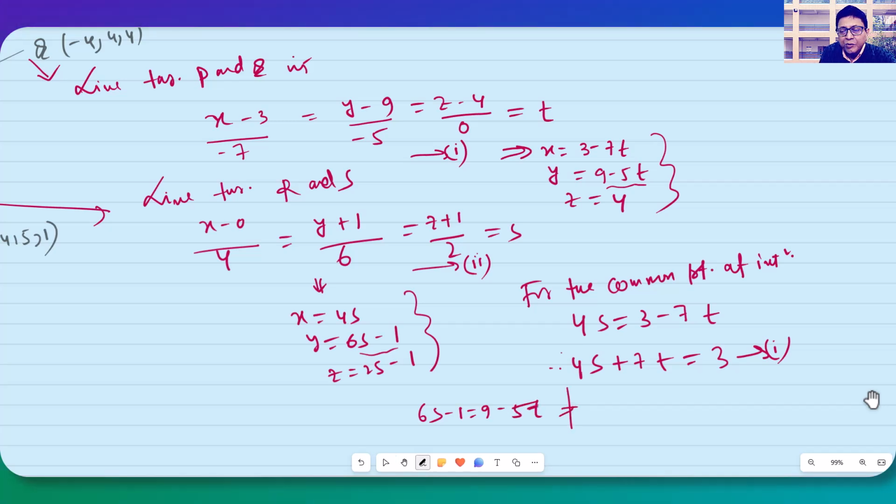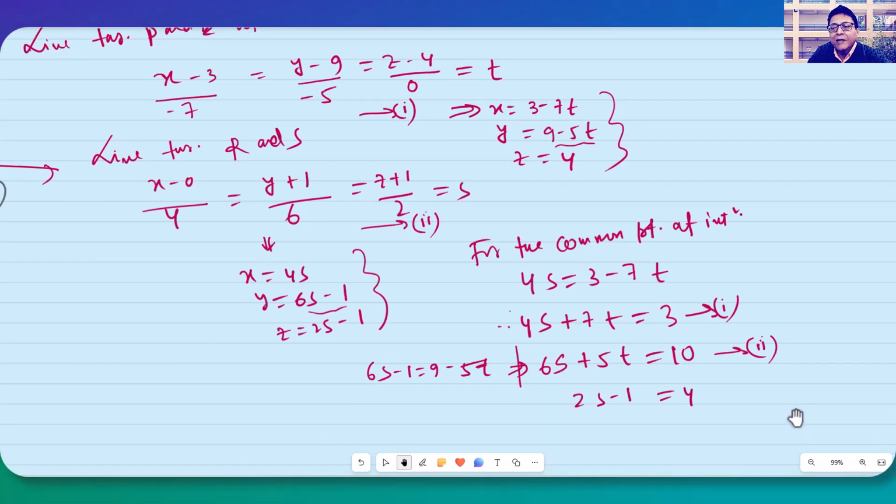So this will give us 6s plus 5t equal to 10. This is the second condition. And the third condition: 2s minus 1 will be equal to 4.